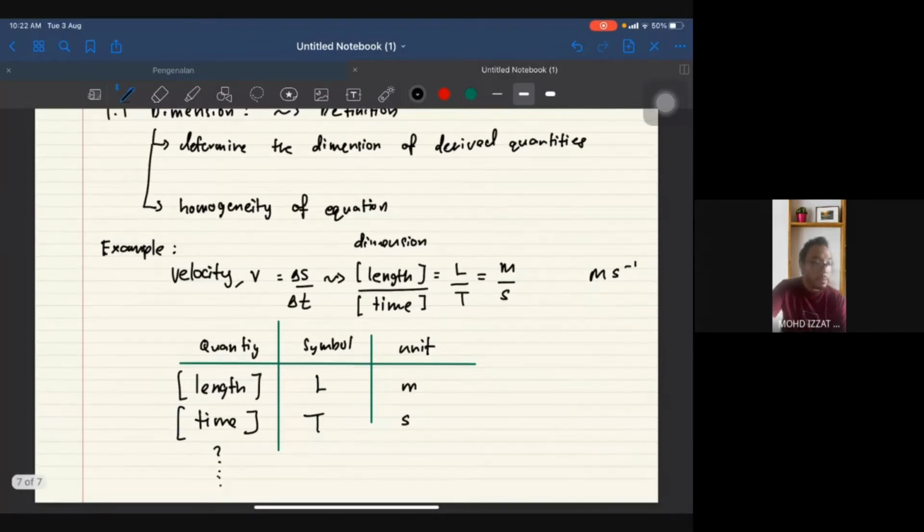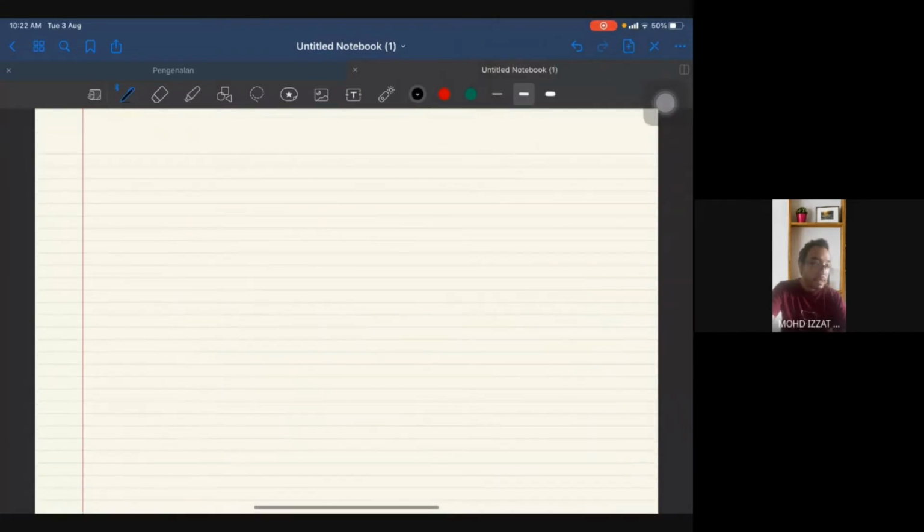So that one is about 1.1. Dimensional analysis. Okay, the second part is homogeneity of equation. So the main reason why you do the homogeneity of equation is basically you want to determine whether an equation is correct or not lah. Basically whether it's correct or not. Tapi kita panggil homogeneity.